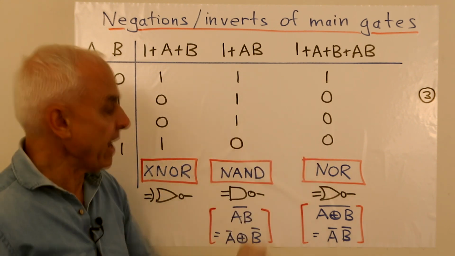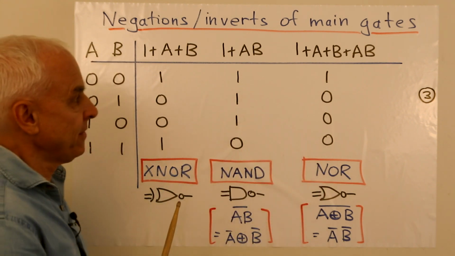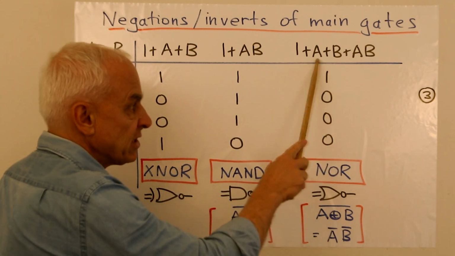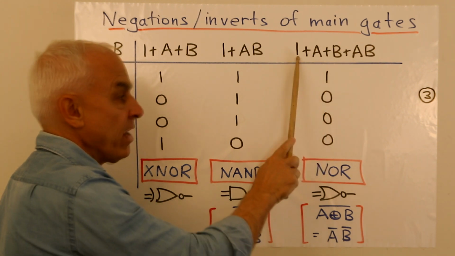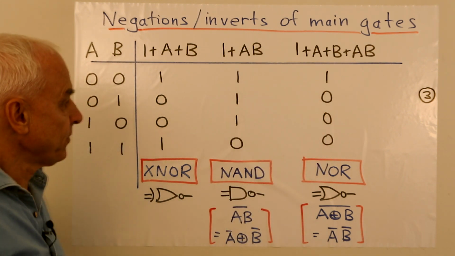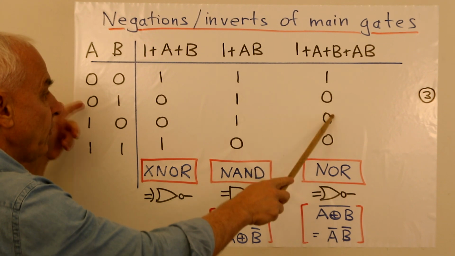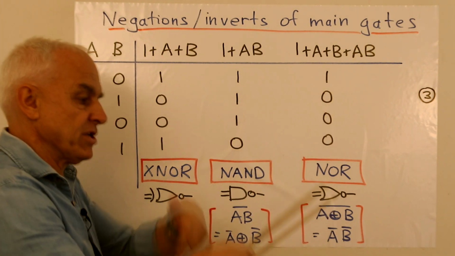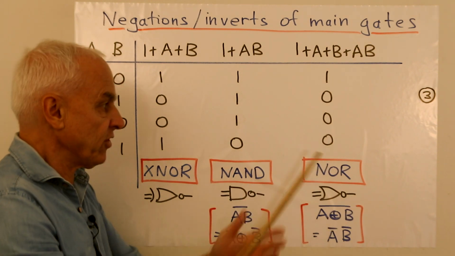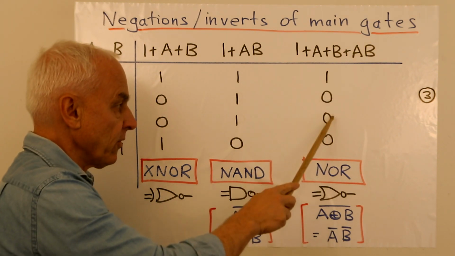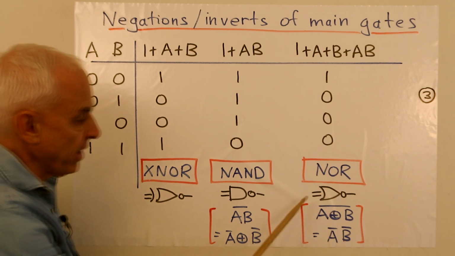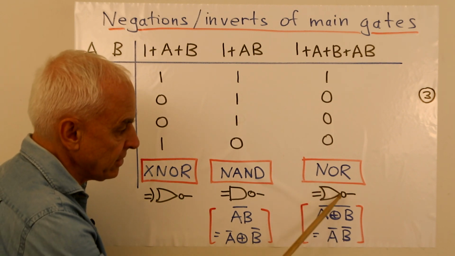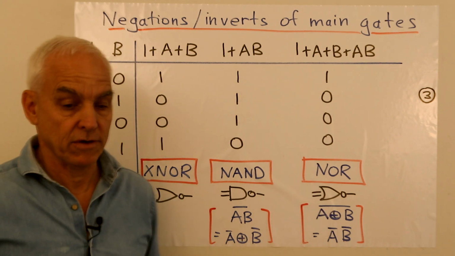And then the OR gate negated is the NOR gate. And we just take the OR expression, A plus B plus AB, and we add 1 to it. So this is 1, 0, 0, 0. The OR gate was 0, 1, 1, 1. We're just negating it. All the zeros and ones trade places. We get 1, 0, 0, 0. And the symbol for it is the symbol for the OR gate with an extra little circle in front of it.